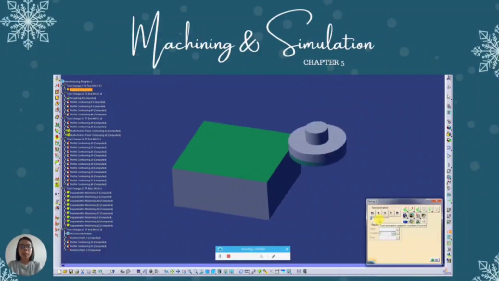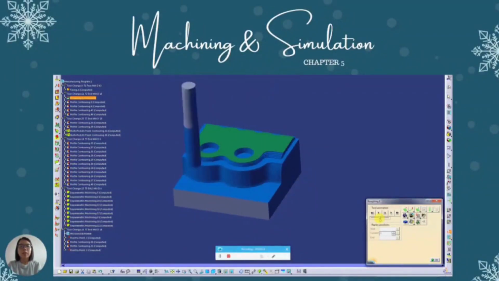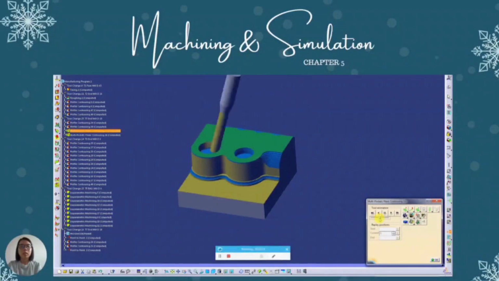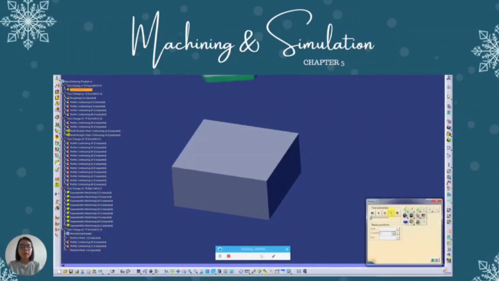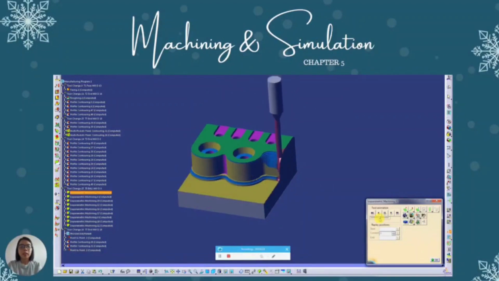Next is the machining and simulation for our process. The first process is the facing process. The second process is the roughing process. And the third process is profile contouring. And now is the multi-pocket frame contouring. Now is profile contouring. Next simulation process is isoparametric machining.